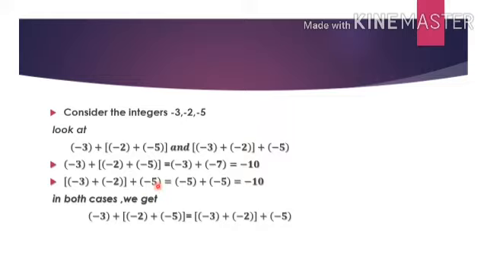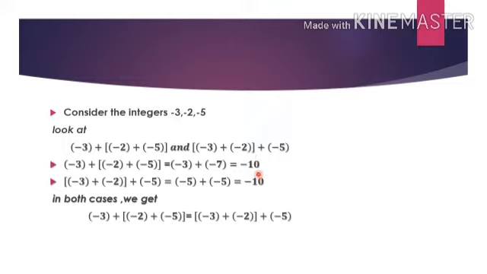And third integer is minus 5. Both minus 5 plus minus 5. What is the answer? Minus 5 plus minus 5. Both of them are negative integers. We add the numbers and put the sign of negative. 5 plus 5 is 10 and the sign of negative with the answer: minus 10. In both cases we get the same answer.